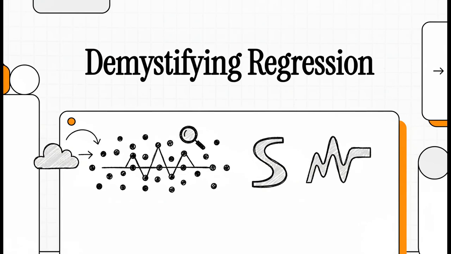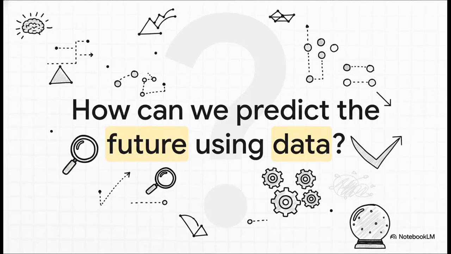Welcome to The Explainer. Today we're going to break down one of the most powerful tools out there for making sense of the world, and that's regression. So, how can we actually predict the future using data? I mean, it sounds a bit like magic, right? But really, at its core, it's all about finding patterns that are hiding right there in plain sight.